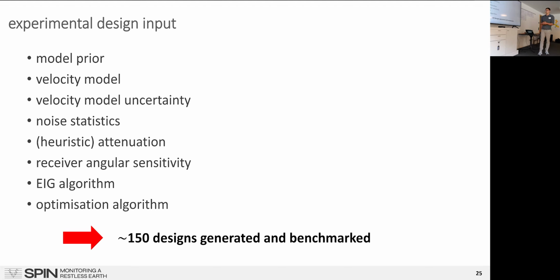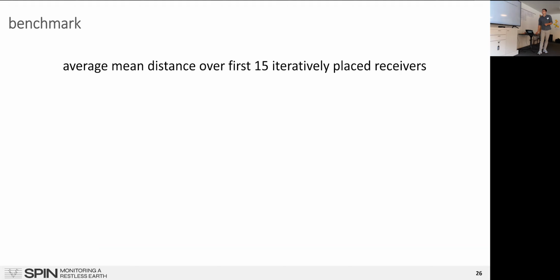And in total, we generated around 150 different designs with a wide variety of different input parameters, and we benchmarked them with different methods. Since this expected information gain is a very unintuitive quantity and it doesn't really say much, even if you work with it on a daily basis, the value we use here for benchmarking is an average mean distance over the first 15 iteratively placed receivers. And I will quickly go bit by bit through what I actually mean by that.